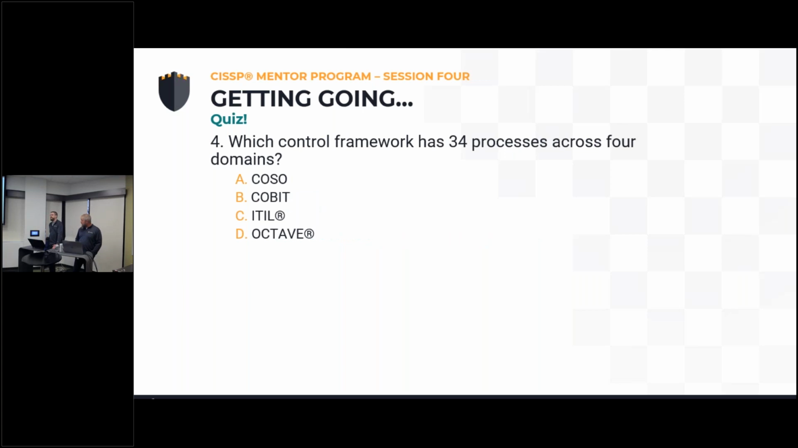This control framework has 34 processes across 4 domains. This one's actually COBIT. Yep, and it's just going to be a memorization thing. COBIT comes from the Information Systems Audit and Control Association, ISACA. So if you want to read about COBIT, you can.